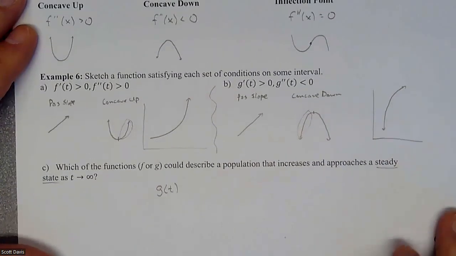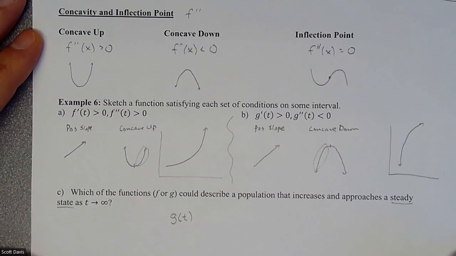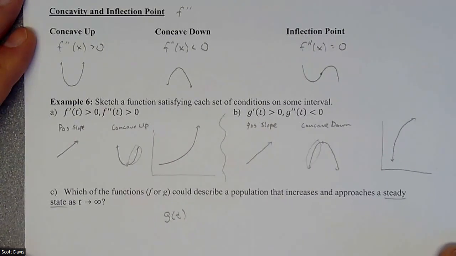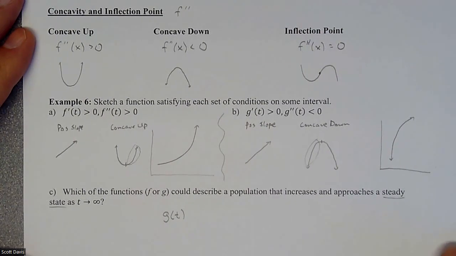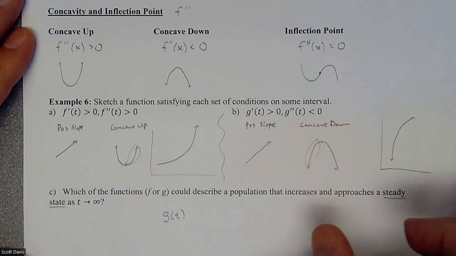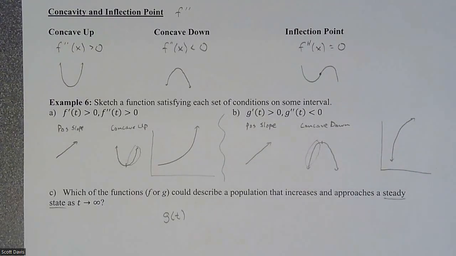All right, and so that's just a little introduction to concavity. It's always talking about the second derivative as concavity. The first derivative is nothing but slope. The second derivative is nothing but concavity. In the next video, we're going to do an example that's going to mess with that.